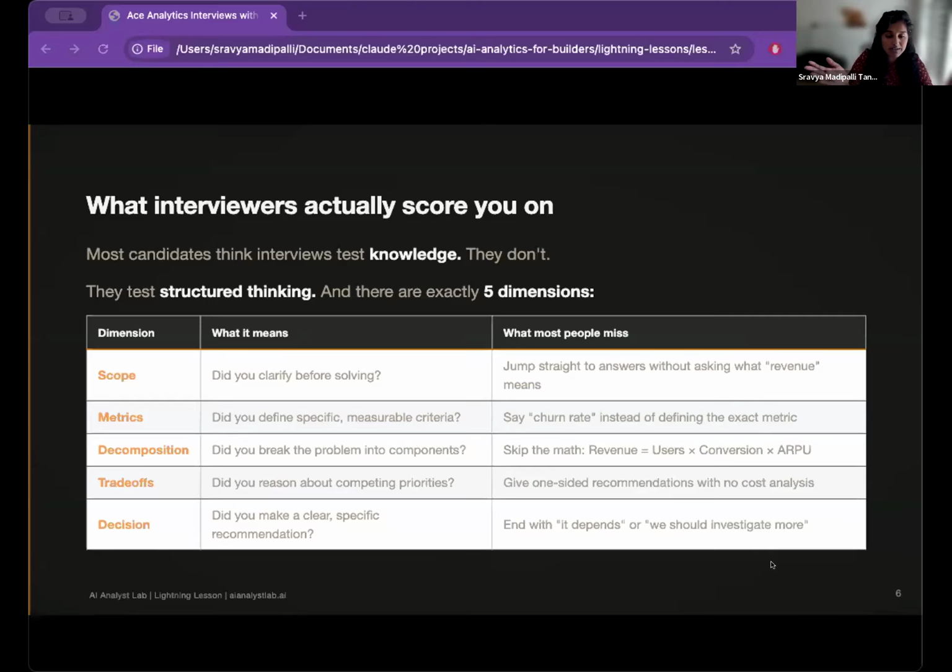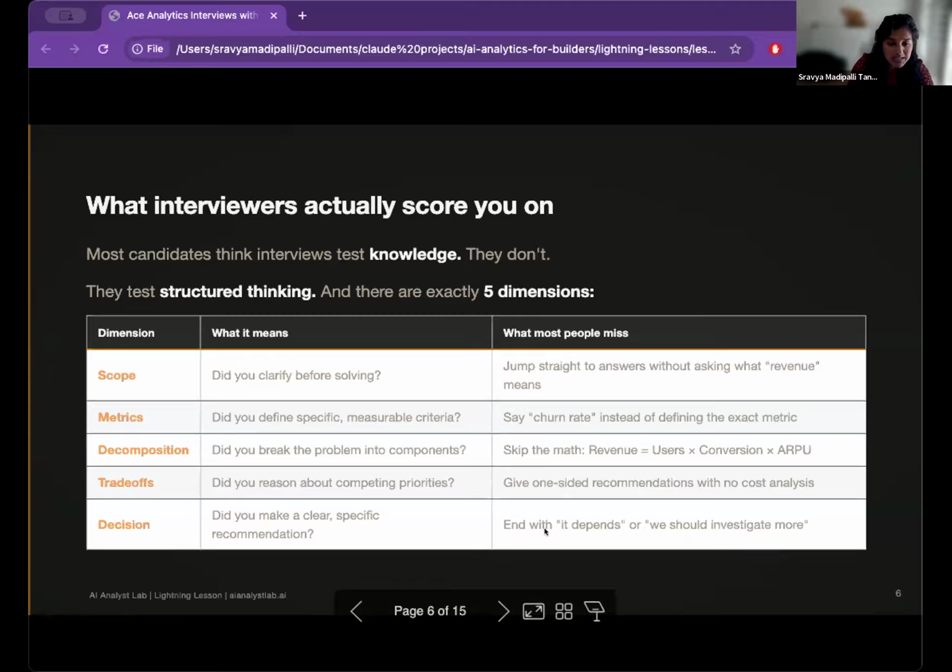Like, let's say revenue is not a number by itself. It is a combination of so many other important metrics, for example users times conversion times ARPU. Knowing this detail and communicating it in a structured way is basically what is going to help you in these analytics interviews.